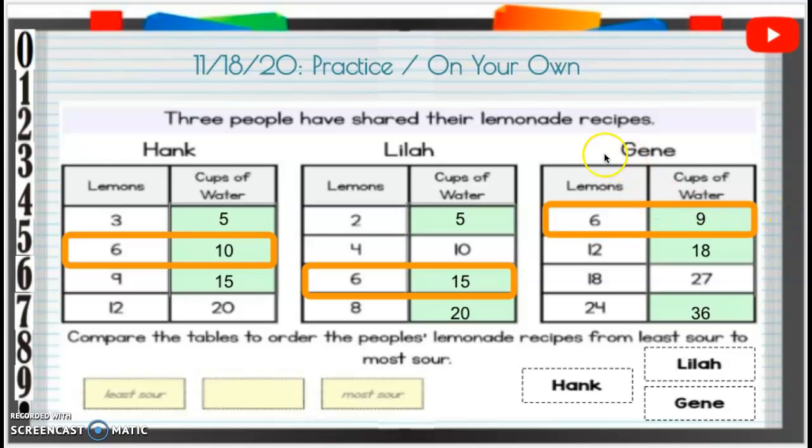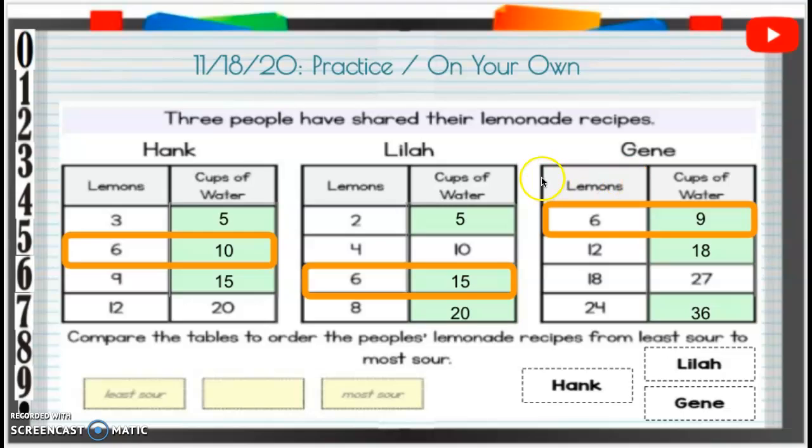Now, Hank, for 6 lemons, puts 10 cups of water in. Lila puts 15 cups of water in, so that's more. And then Jean puts 9 cups of water in for 6 lemons. Now, with these lemons, the cups of water make it more watered down, so less sour. So the more sour is going to be the lesser amount of cups of water. So 6 lemons and 9 cups of water is going to be less watered down than the 10 cups of water, which is going to be less watered down than the 15 cups of water.